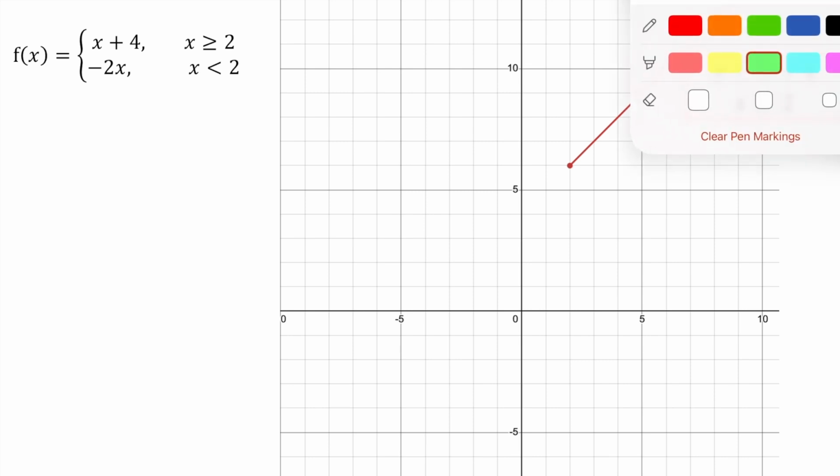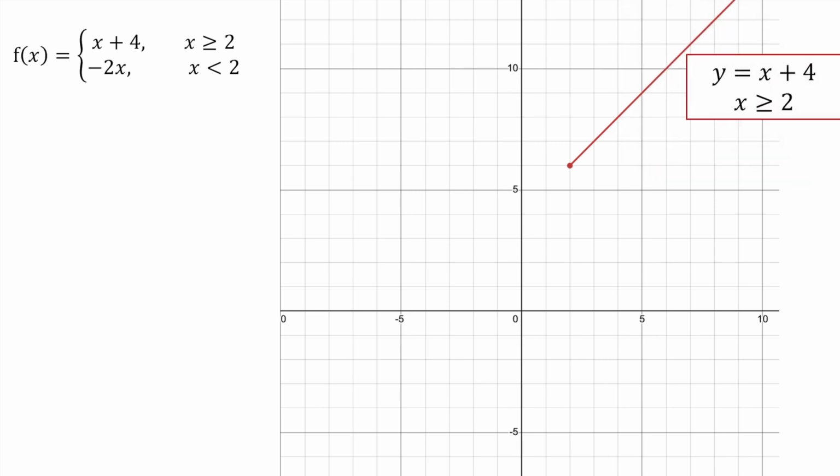Here, you can see that this is where 2 is. Can you see as well that I've placed a closed circle dot at the very start? That's because we're looking at greater than or equal to, so that's including the value of 2.